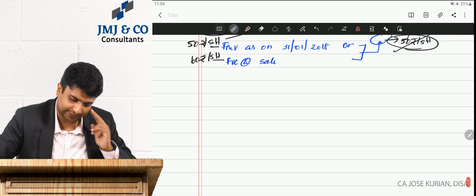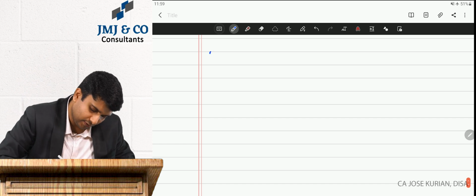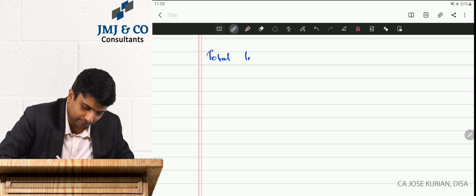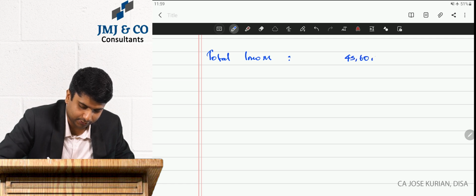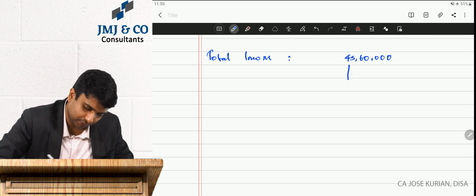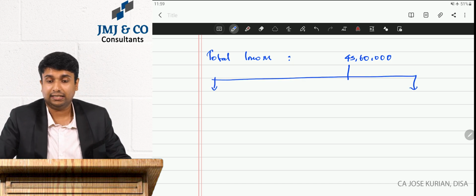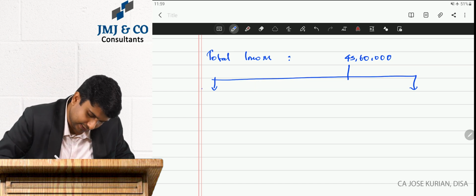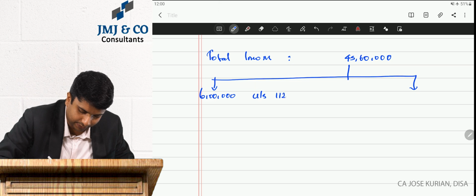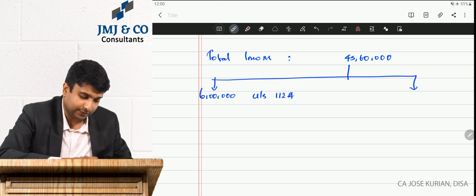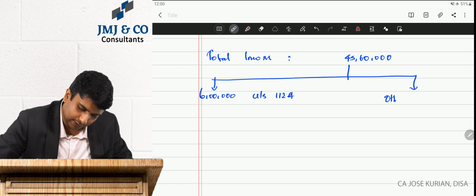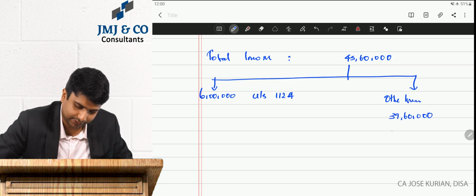So friends, the assessee is not opting for 115BAC. So total income as per the question is 45,60,000. Out of this 45,60,000, 6 lakhs is from gains under 112A, right? So 6 lakhs is taxable under section 112A, and the remaining other income would be 39,60,000 to the slab rates.